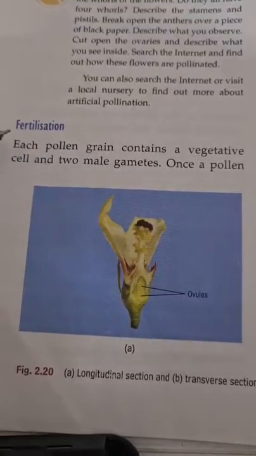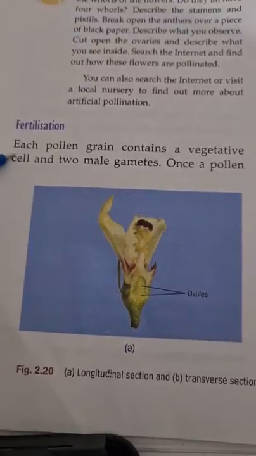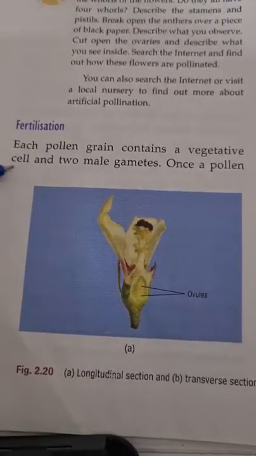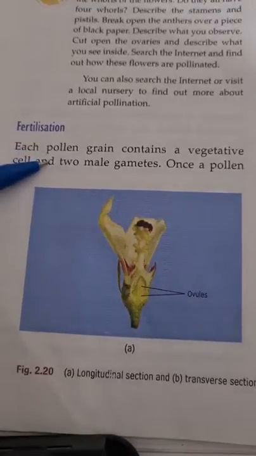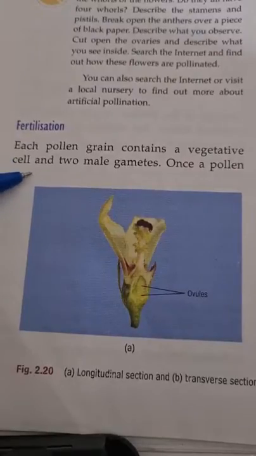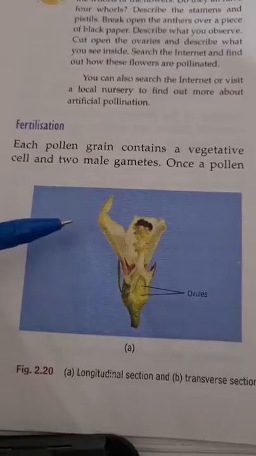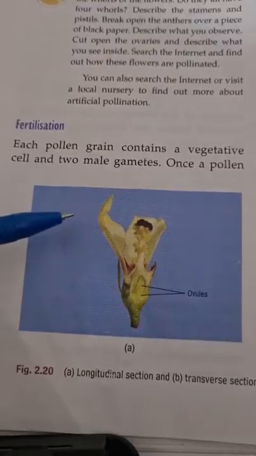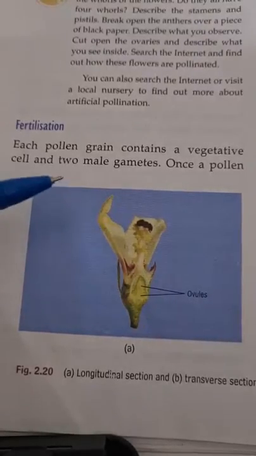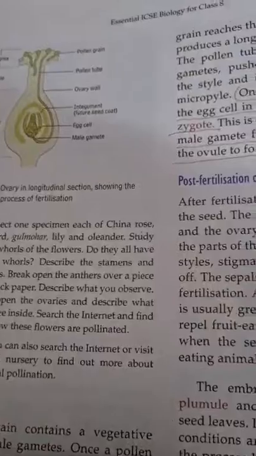Now the pollen grain, that is a male gamete. It carries two male nuclei inside it. Each pollen grain contains one vegetative nucleus which gives rise to the pollen tube to carry male nuclei towards the female nuclei which is present inside the ovule. Now this occurs after the process of pollination.